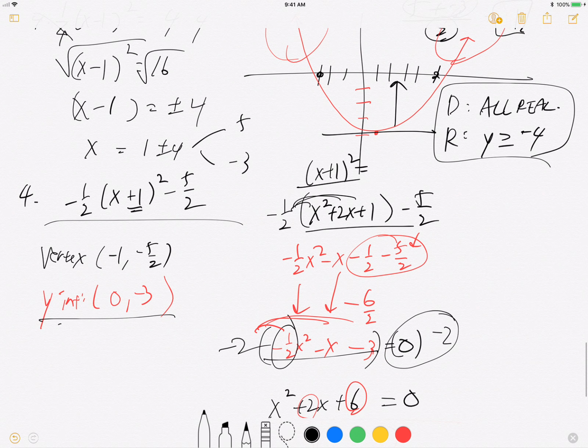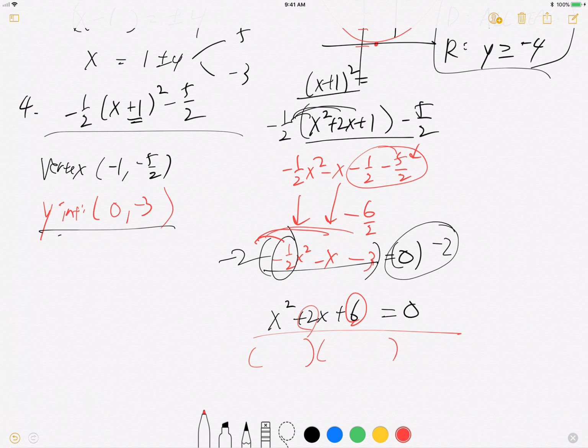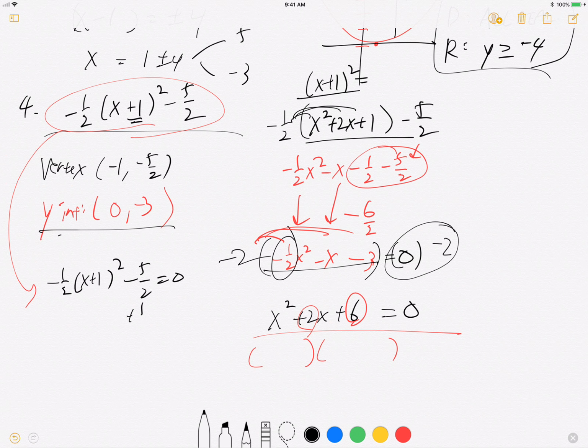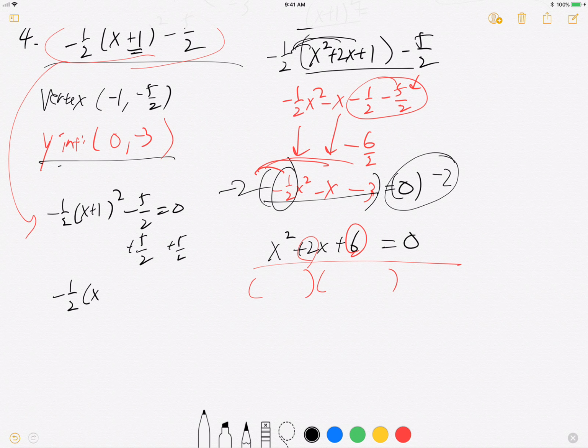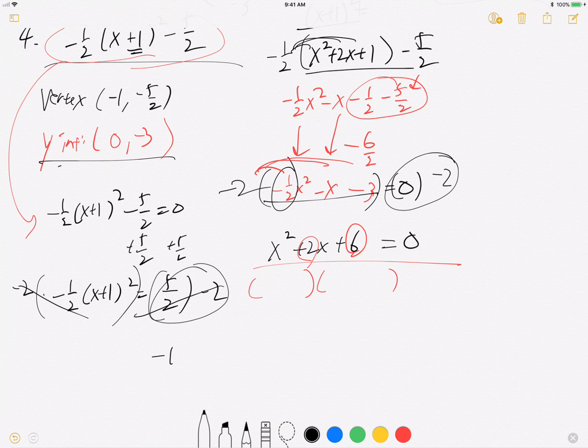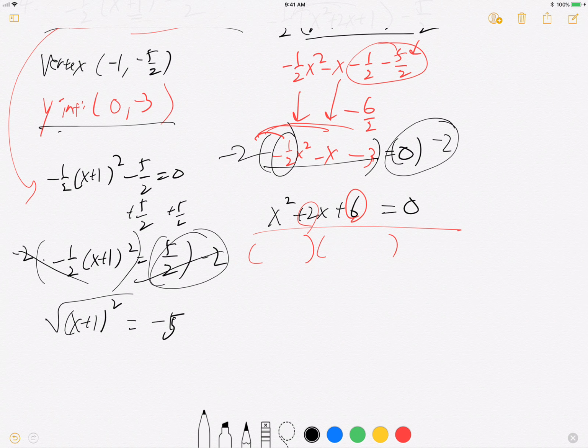Completing the square means I can just go back up to here, whatever they had before, and use it to my advantage. Negative 1/2 (x plus 1) squared minus 5 over 2 is equal to 0. Add the 5 over 2 on both sides. Then you get negative 1/2 times (x plus 1) squared is equal to 5 over 2. Then you multiply both sides by negative 2, and these two cancel out. This becomes negative 5 is equal to (x plus 1) squared. Then square rooting both sides, already you should know that something is a little off. You have the square root of a negative 5.